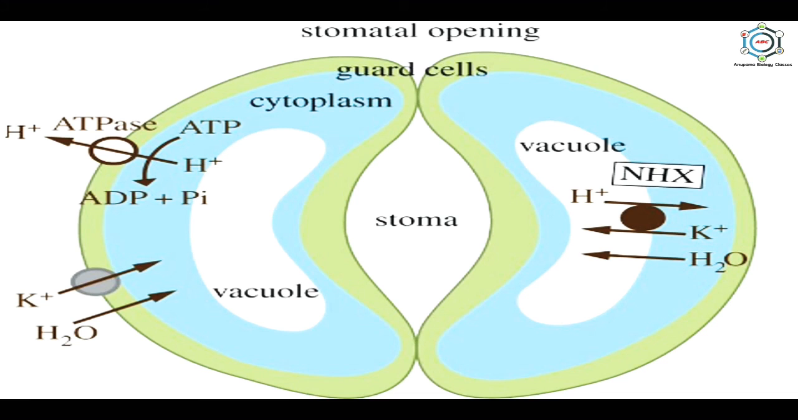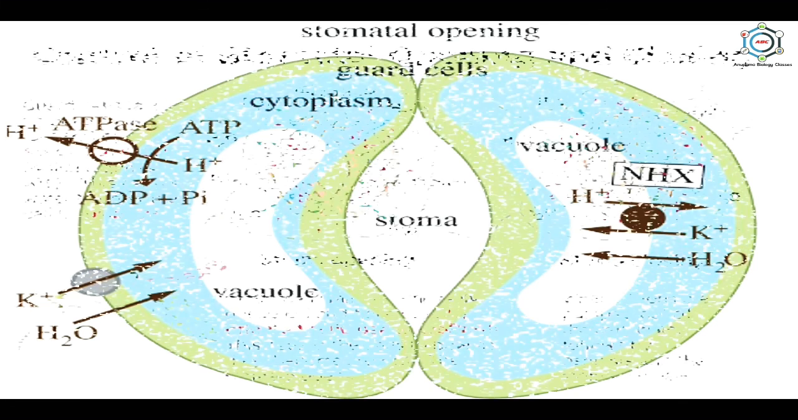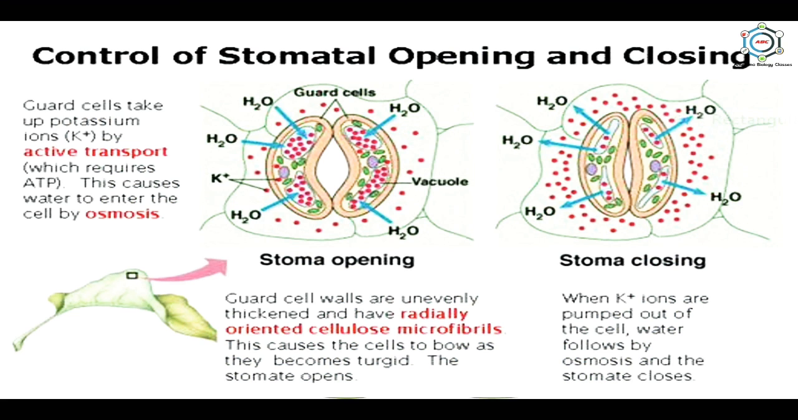This change causes reversal of ion movement so that potassium ion is transported out of guard cells into the surrounding epidermal cells. The osmotic pressure of the guard cell is thus decreased. This results in the movement of water from the guard cells to the surrounding cells. The guard cells become flaccid and the stomatal pore gets closed. In fact, the actual mechanism of stomatal closure is still not clearly known. So, in control of stomatal opening and closing, guard cells take up potassium ion by active transport. This causes water to enter the cell by osmosis. Here you can see the stomata opening and closing.